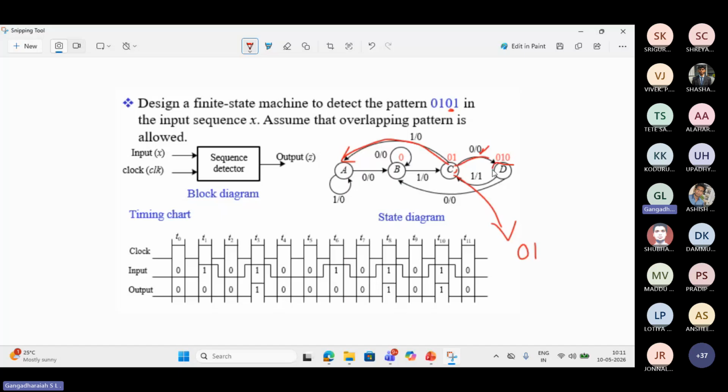So I'll come to D. D is a state which just detected the 010 sequence, but still my output is 0 because 0101 is not yet detected. Please understand. So now I go back. If 1 is the input, I'll go back to this state, because this is very optimum in this case. If I go back to some of the previous states, it becomes very costly in terms of delay.